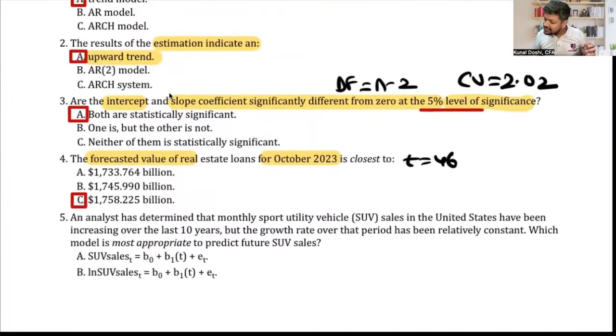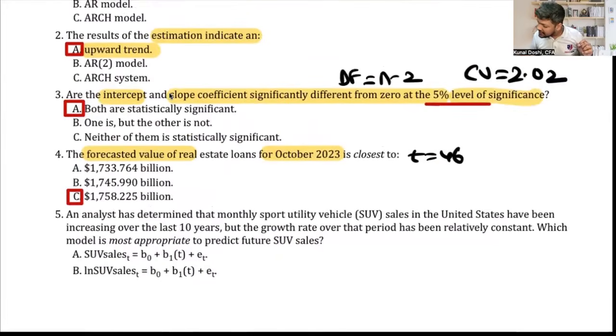Next, the analyst has determined that the monthly sports utility sales in US have been increasing over the last 10 years. So it's a trend model, but the growth rate has been relatively constant. So constant growth rate goes for which model, guys? Can you tell me? If it is about a constant growth rate, should I go for linear model or log linear model? Everyone in the class, I should go for log linear model, correct? So I will look out for log linear model, which is the appropriate.